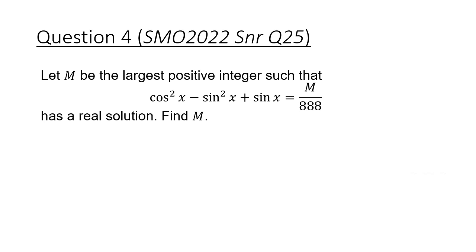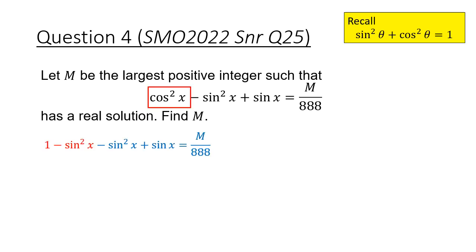First, we're going to apply the Pythagorean identity and convert this cos squared x into 1 minus sin squared x. So notice that we have a quadratic in terms of sin x. If you have difficulty seeing the quadratic, you might want to substitute, let's say, p equals sin x.